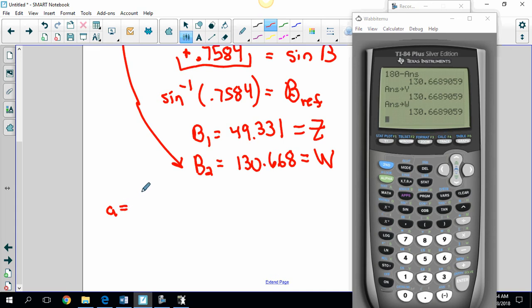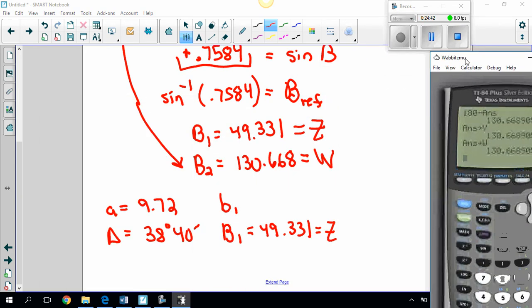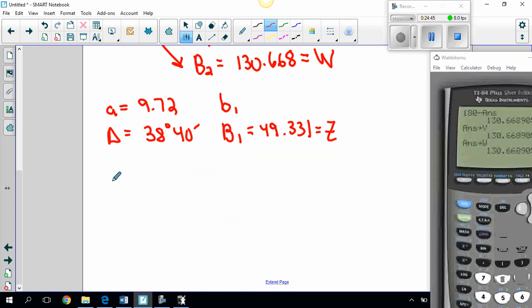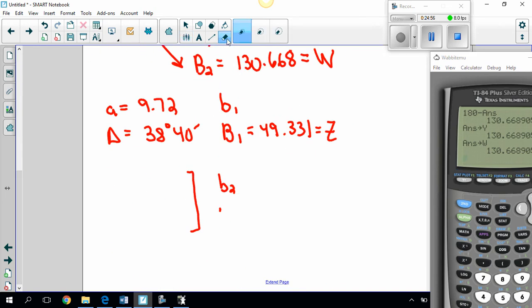So little a was 9.72, big A 38.40, little b1 49.331 Z, and same little b2. Oh, they give you a little b. That is 11.8. So no sense in going sub 1, sub 2, because it is what it is.